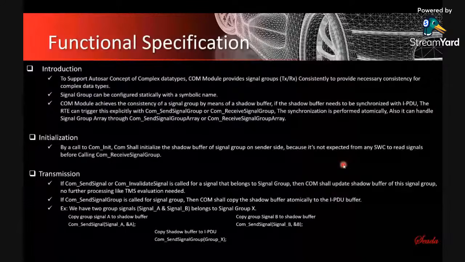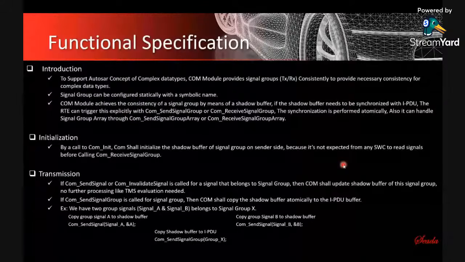A signal group is a group of signals which have different data types, and in order to achieve the consistency of signal groups, we use something called a shadow buffer, which is a buffer between the RTE and the COM. The COM updates this buffer first, and then in the main function it is updated in the RTE itself. When you call it or trigger it from the application, the RTE reads the values. Okay, so what's happening here? How is this being done?